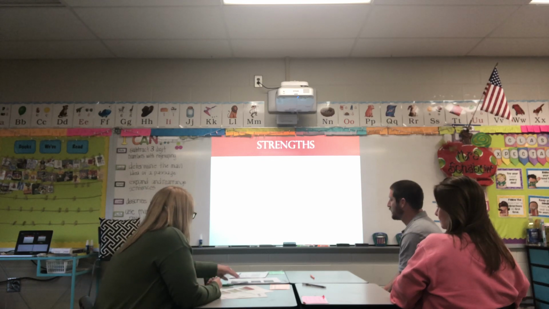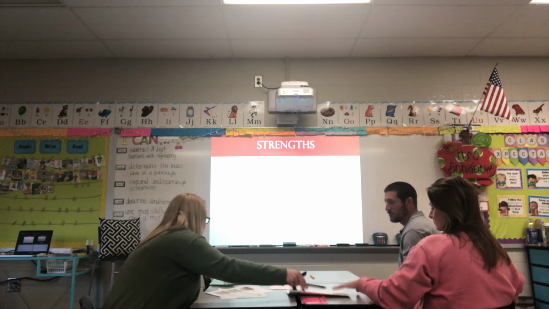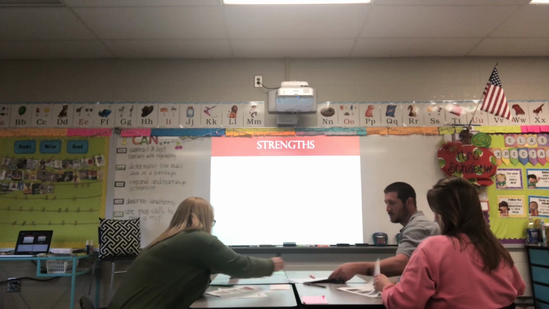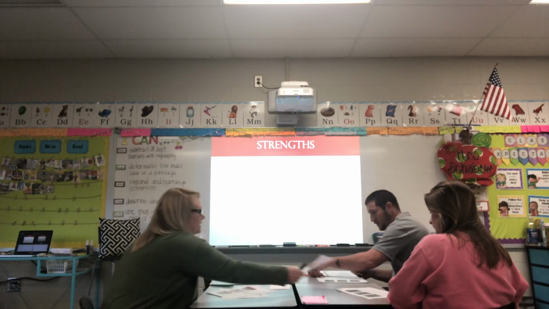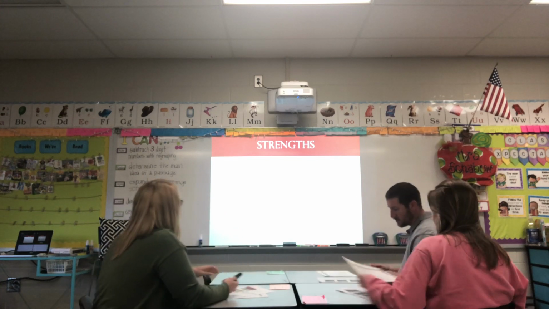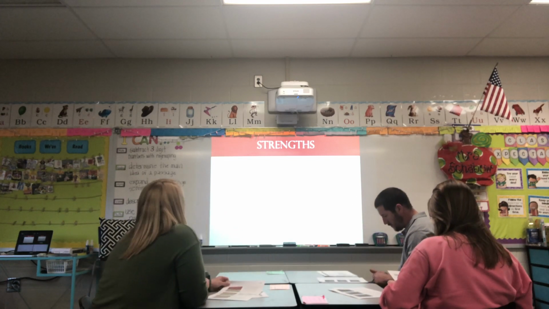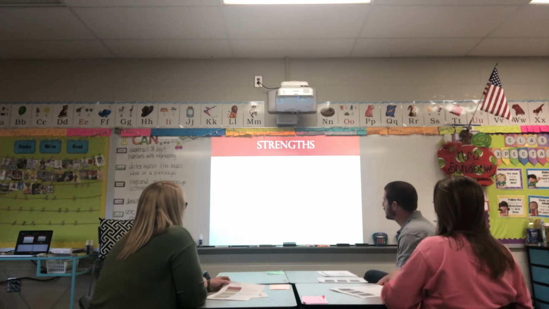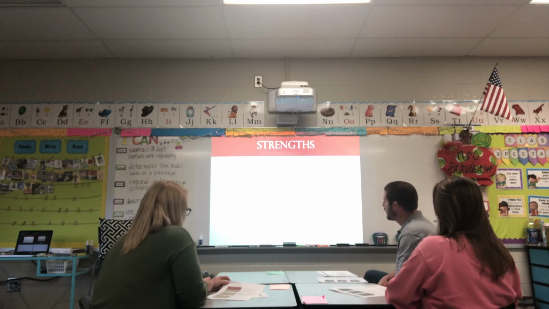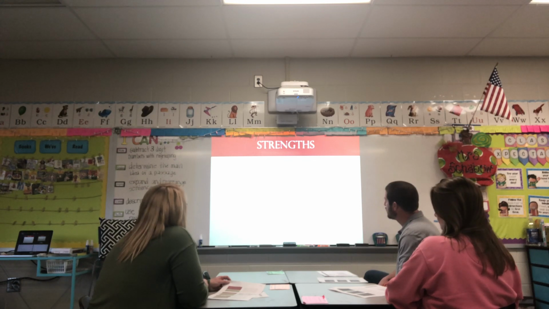So we're going to start by looking at our strengths. And this is a copy of the presentation if you want to take some notes. And this is a copy of your data that you can follow along with. So the good news is that most of our students showed a large amount of growth from the beginning of the year assessment to the middle of the year assessment. So a lot of things we're doing are working. We just need to tweak some things or maybe bring in some new strategies to help our students.